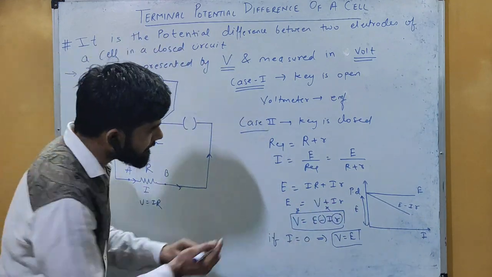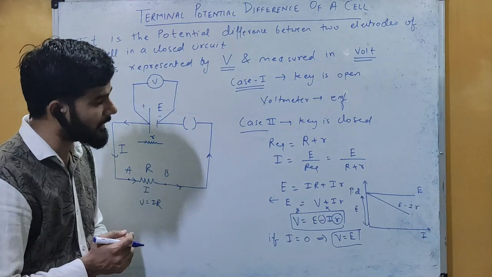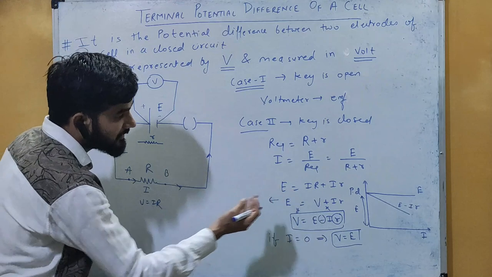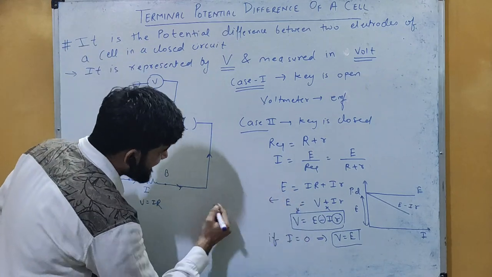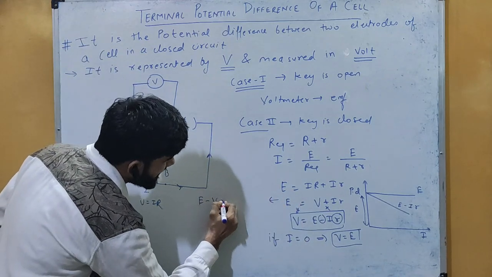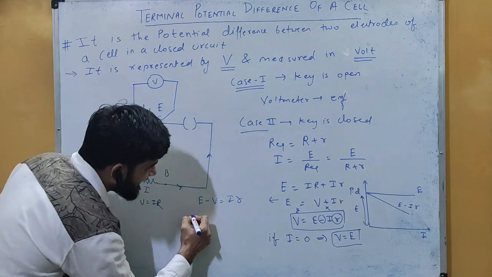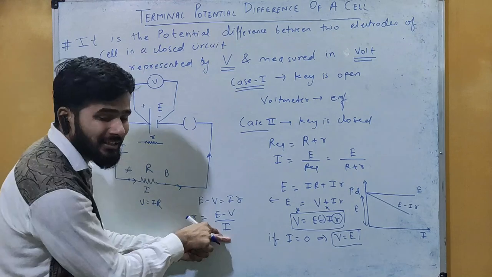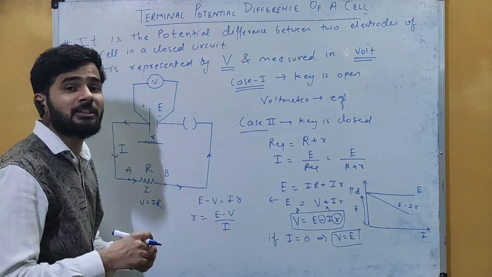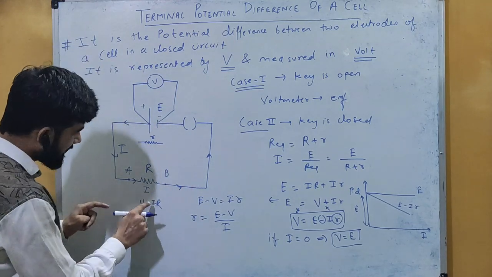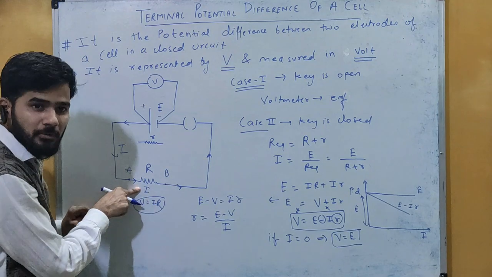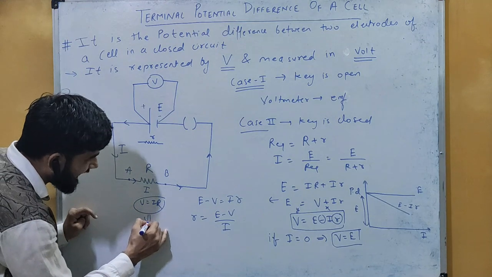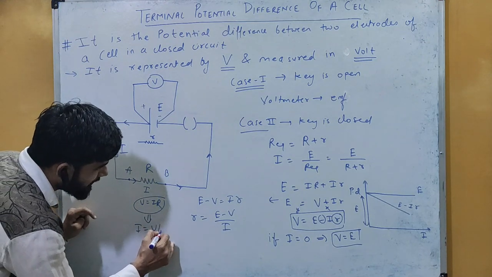Okay, now from the same equation, that is E is equal to V plus Ir, I can find the value of internal resistance r. Internal resistance यहाँ पे कैसे निकल जाएगा? I can write this as E minus V is equal to I into r. I can write this r is equal to (E minus V) by I. Okay, but this I, can I write it as V by R? Because from this equation, V is the terminal potential difference, I is the total current, and R is the resistance. So from here I can write I is equal to V by R.